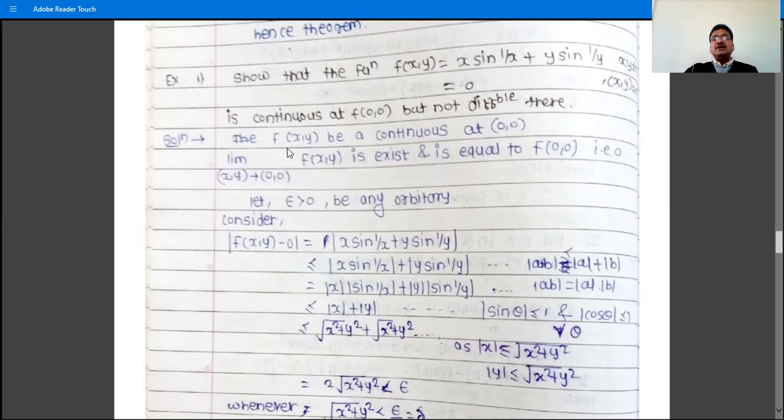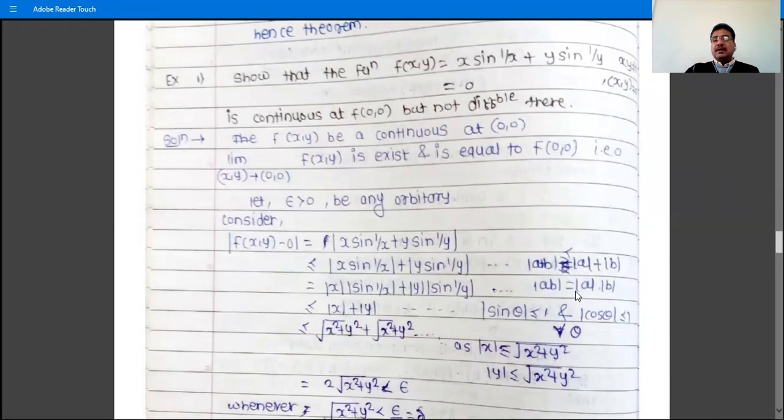So how can we show this limit exists and is equal to 0? By using the epsilon-delta definition of limit. We start with epsilon greater than 0, an arbitrary number. This problem was already solved in the first chapter. Then consider mod of f(x,y) minus 0. And what is f(x,y)? It is x sin(1/x) + y sin(1/y), and this is less than or equal to mod of x sin(1/x) plus mod of y sin(1/y) by using the triangle inequality, that is, mod of a plus b is less than or equal to mod a plus mod b.